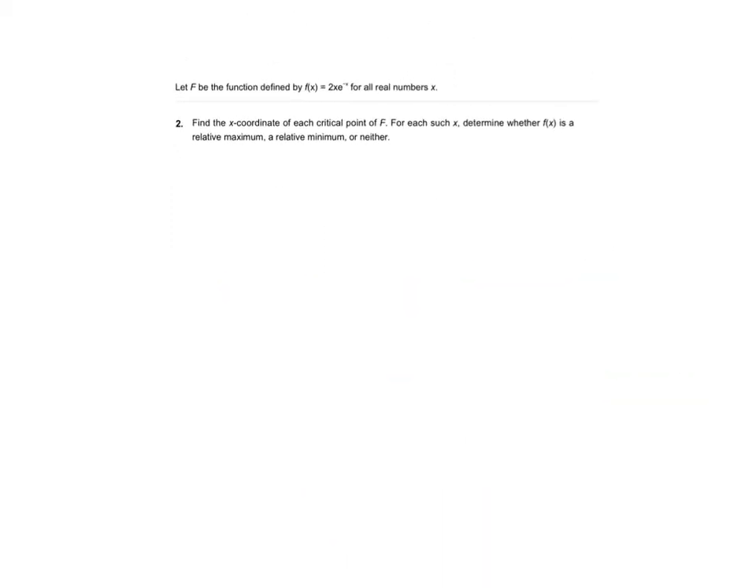Okay, let f be the function defined by f of x equals 2x e to the negative x for all real numbers x. Okay, so they say find the x-coordinate of each critical point of f. For each such x, determine whether f is a relative maximum, relative minimum, or neither. Okay, so first we'll find critical points, so we have to see where this is undefined and where the derivative is equal to 0. So here, sorry, we'll first take derivative. And actually, I'm going to rewrite this.